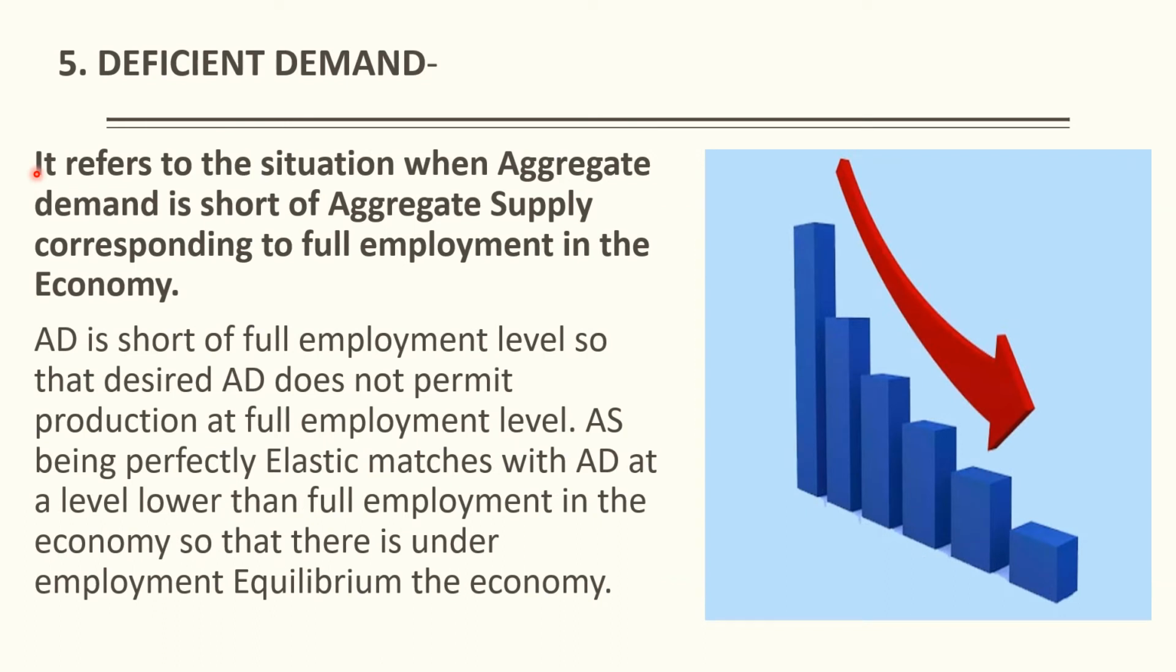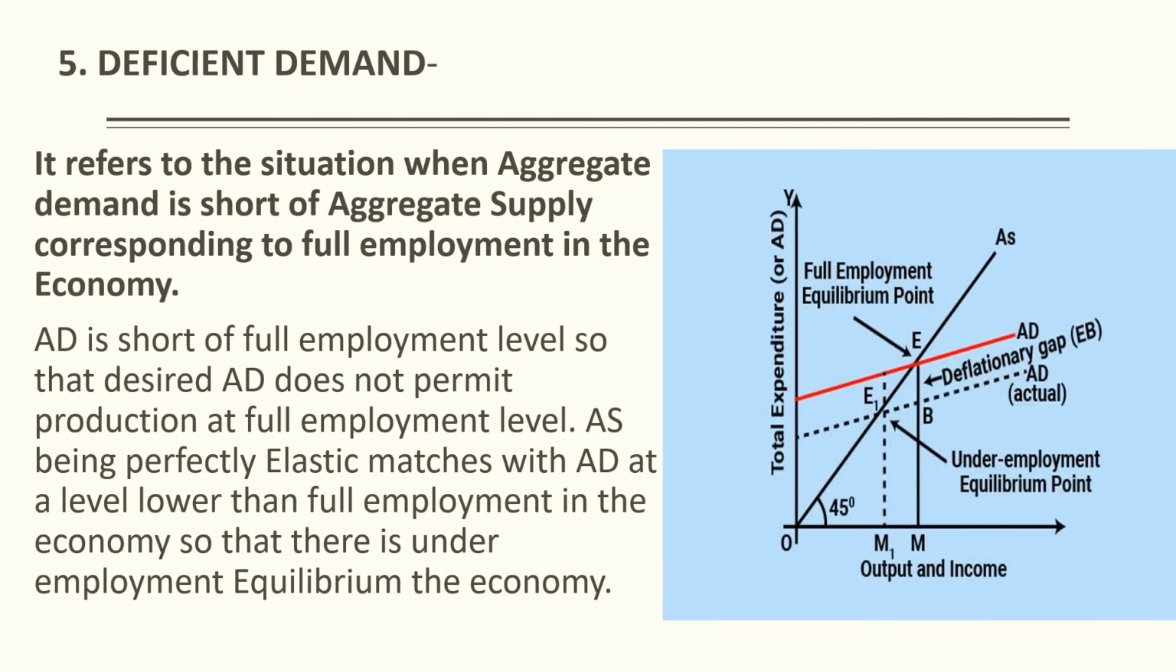As opposed to excess demand, we have the other situation, which is deficient demand. So what is deficient demand? It refers to the situation when aggregate demand is short of, or less than, aggregate supply corresponding to full employment in the economy. So AD in this case is short of the full employment level. So the desired AD does not permit production at the full employment level.